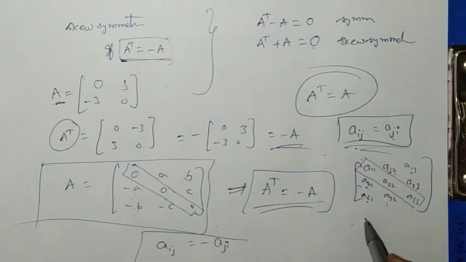For a symmetric matrix, the diagonal elements can be any numbers, not a problem. But the mirrored non-diagonal elements must be equal. So you are understanding it. That is about symmetric and skew symmetric matrices.